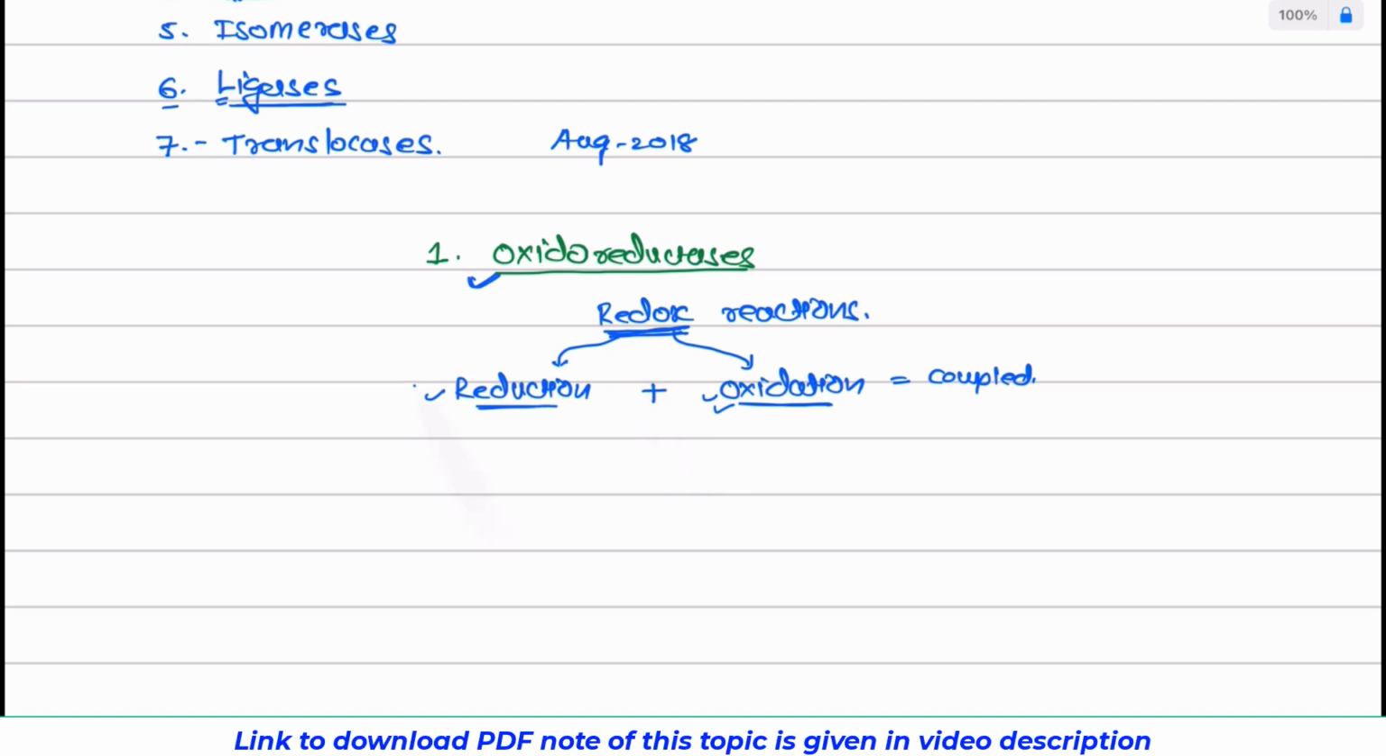Now, the second important aspect is that there are so many different and confusing definitions of reduction and oxidation. To simplify, as far as biochemistry is concerned, remember, reduction is any reaction in which hydrogens are getting added, so plus H. And oxidation is any reaction in which hydrogens are getting removed, so minus H. This is the easiest way to identify whether a particular substance is undergoing reduction or oxidation.